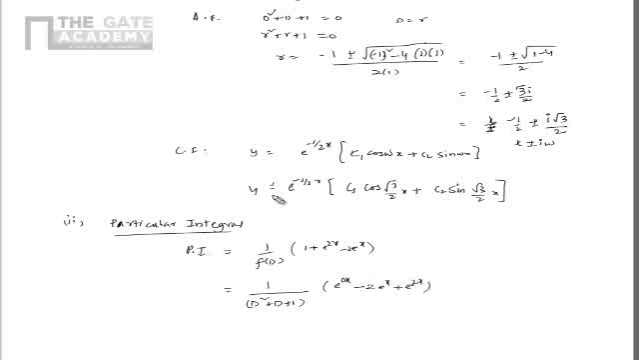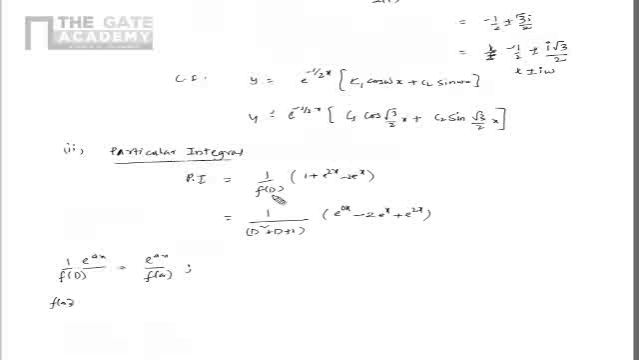The remaining I can arrange in this form. So this is in the standard form. If you have 1 by f of D acting on e power ax, you get e power ax by f of a. And if f of a comes out to be 0, then we have x into e power ax by f dash a. So let's take each part separately.